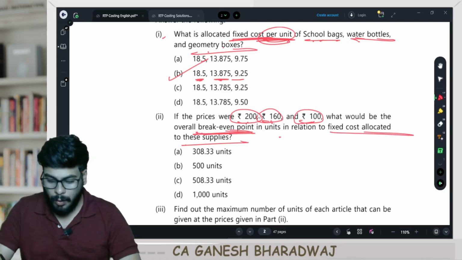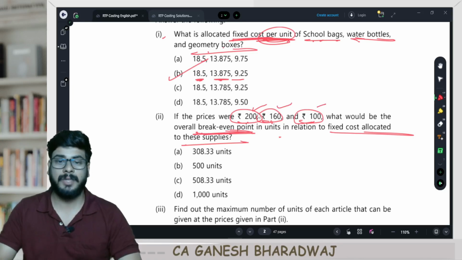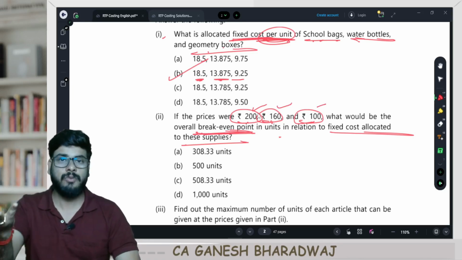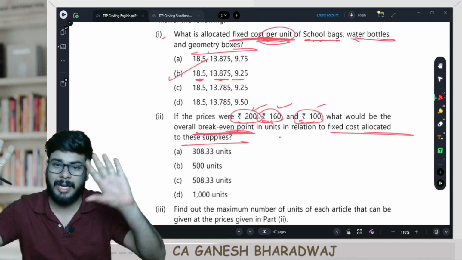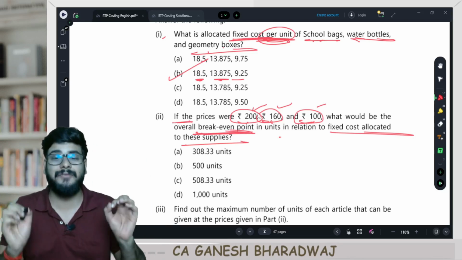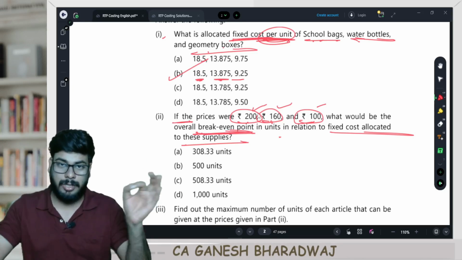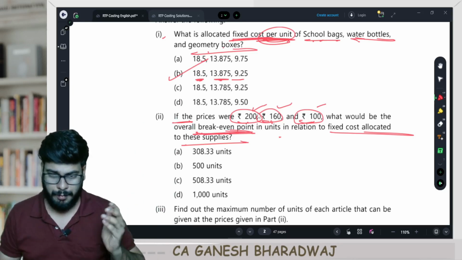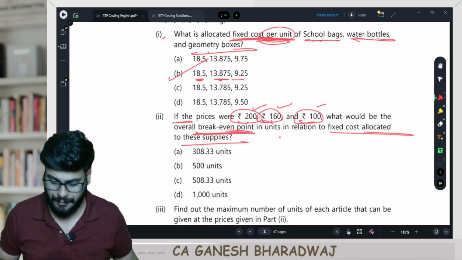Now, sir, why are they giving selling prices here, sir? This is only school supply. School supply, I'm going to supply at cost. No, you forget about all that. That's why they are giving, if suppose I am fixing this selling price, what will be the break-even point is all they are asking for.